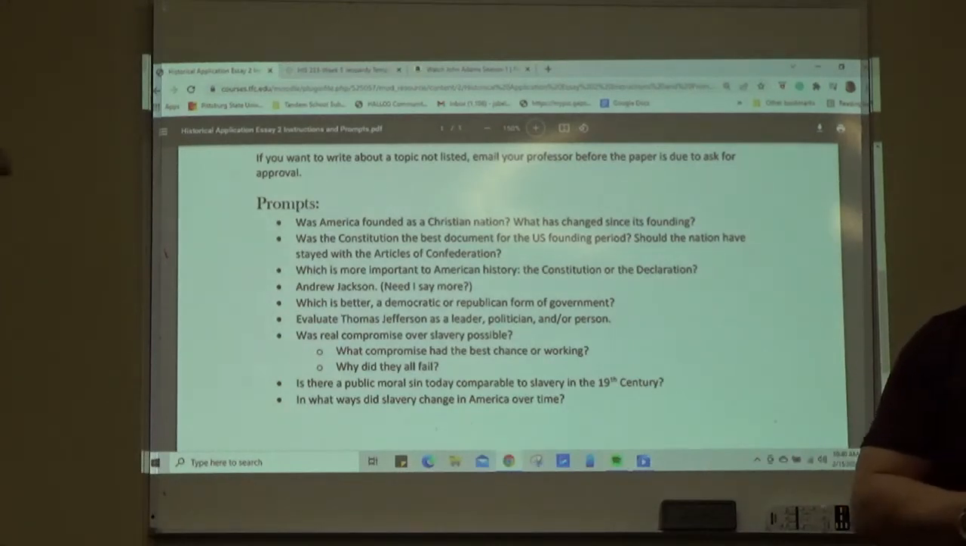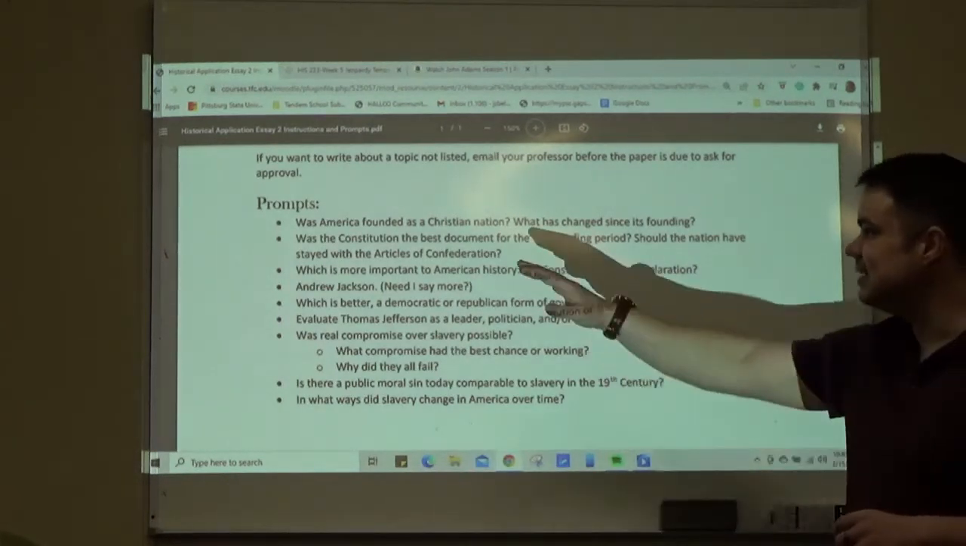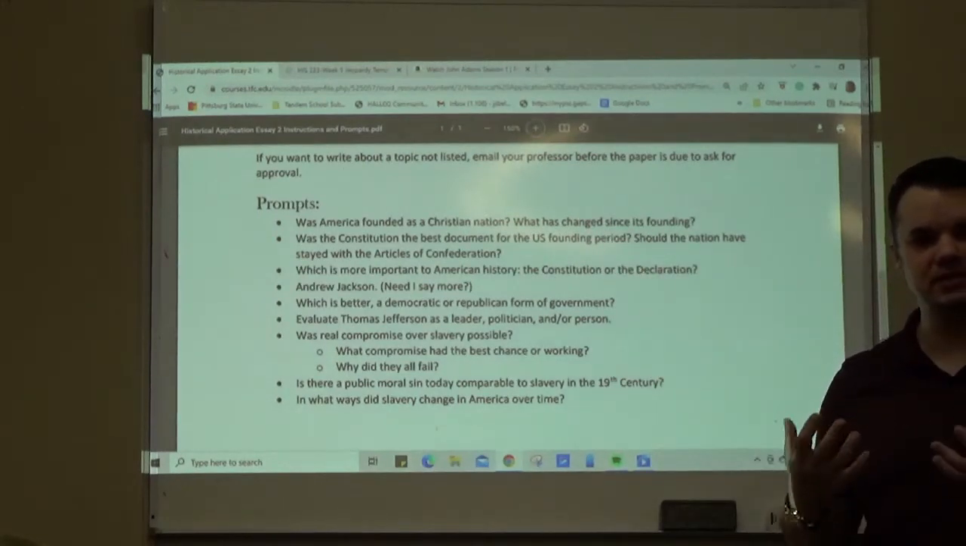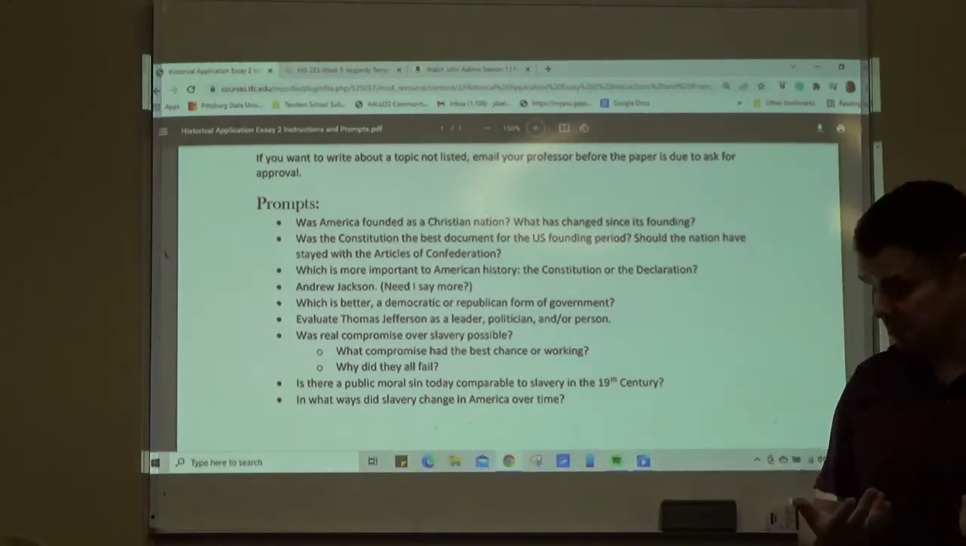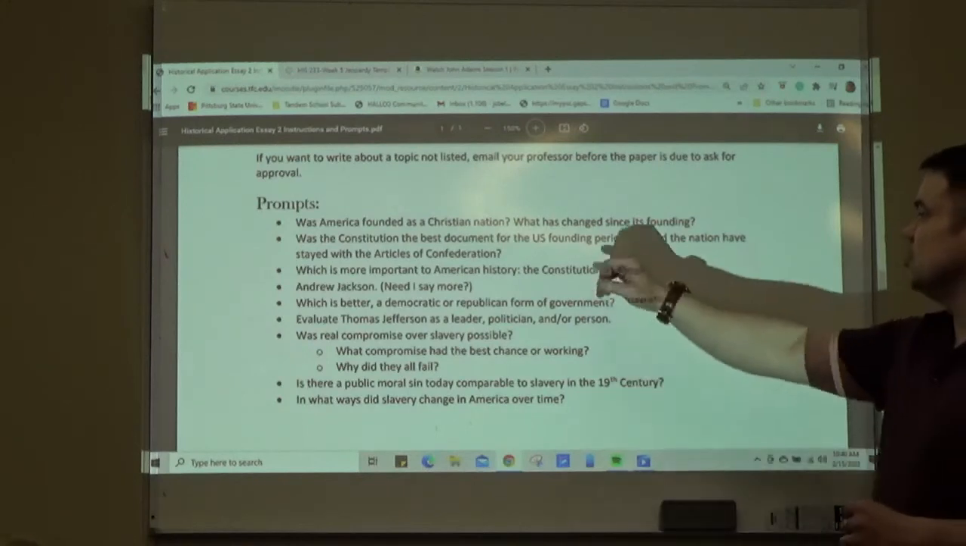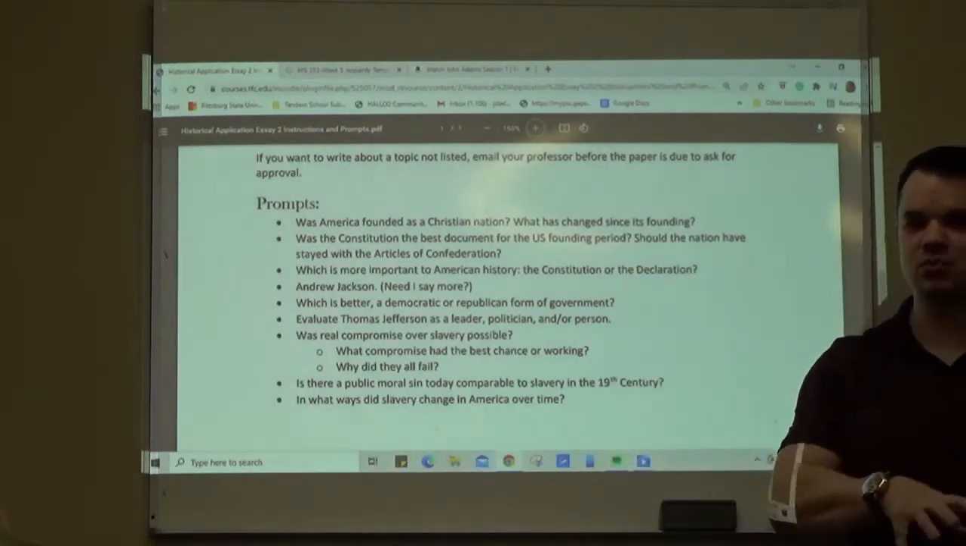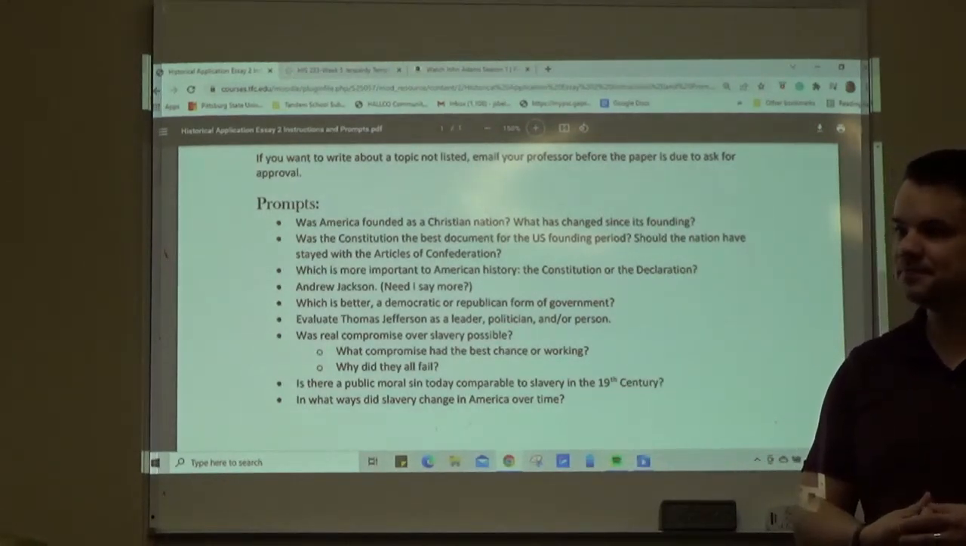It was technically founded as they wanted it to be a Christian nation, but our founders were not Christian. Okay. So in other words, ideally it was founded as a Christian nation, but it didn't necessarily follow through that way. That's a good position, yeah. So what has changed since we founded this nation, in your minds?